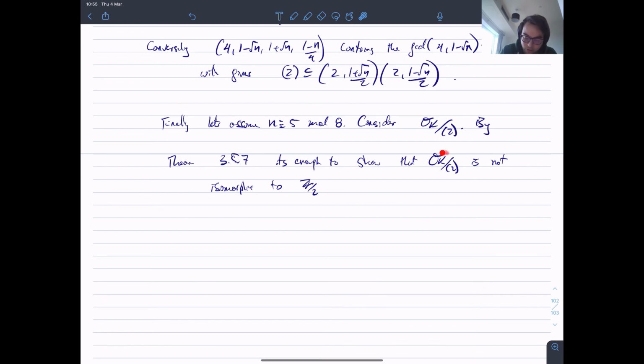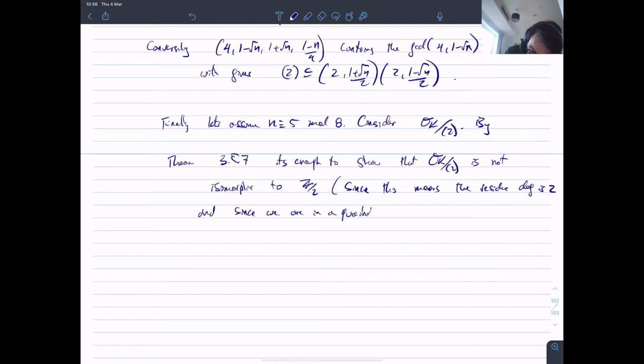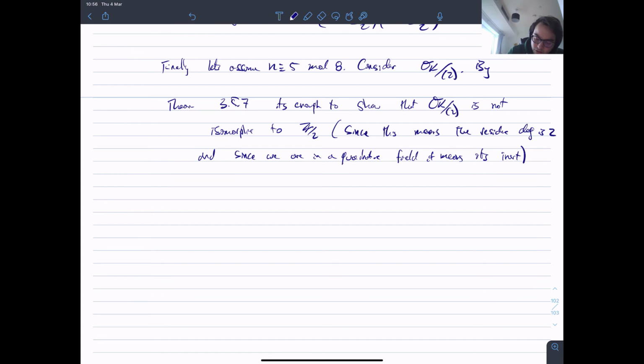So I just need to check that this is a field and it's not this thing. So I'm going to say, since the residue degree is 2, and therefore, since we are in a quadratic field, it means the prime is inert.